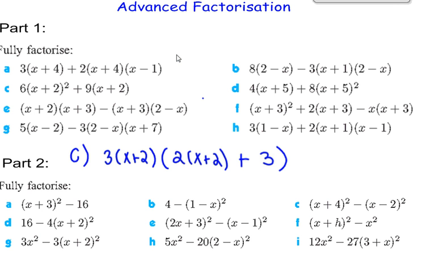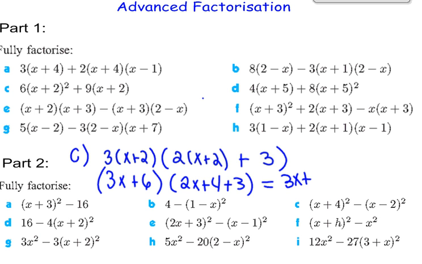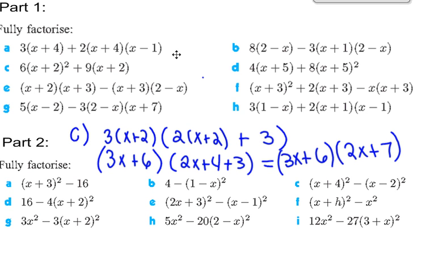And then again, you could simplify that. So we'd have 3x plus 6 times 2x plus 4 plus 3, or in other words, 3x plus 6 times 2x plus 7. Okay, and I'll continue to let you play with those examples, and I'll be sure you can see the answers on the following page.